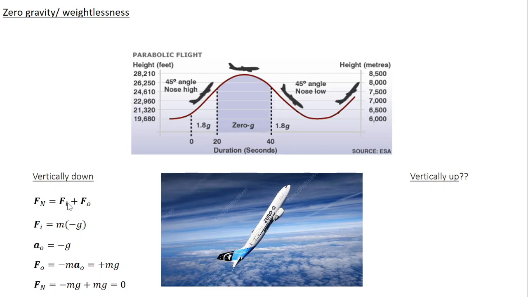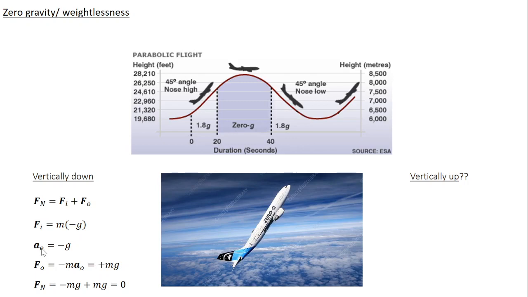Now what is Fi? Fi is the true force. What is the true force acting on the passenger? Even though you are at a height of 6,000 meters from the surface of Earth, still you are within the reach of the gravitational force. So the only real force acting on you is the gravitational force, and gravitational force always acts in the downward direction. By convention, downward direction is taken as the negative direction. So the true force acting on the passenger is m into minus g, or minus mg.